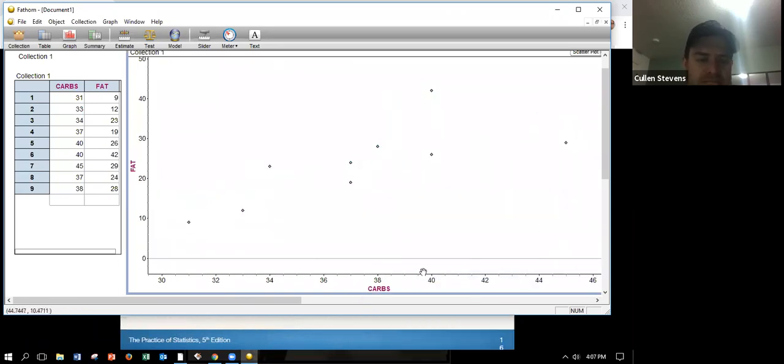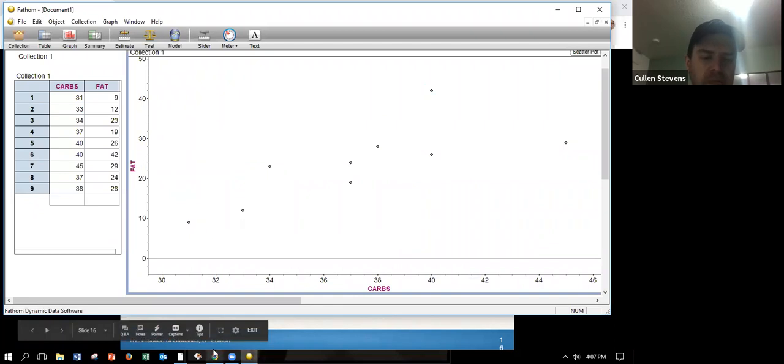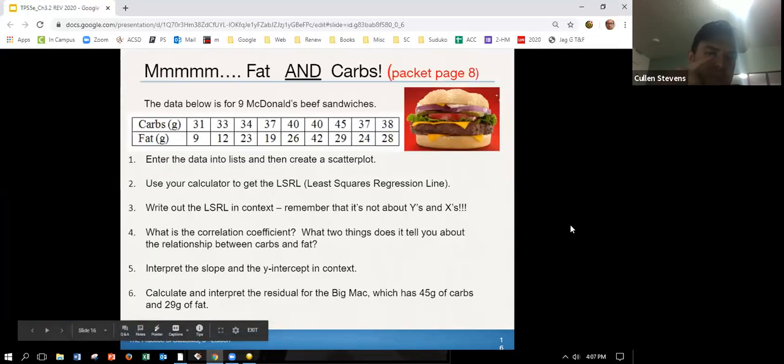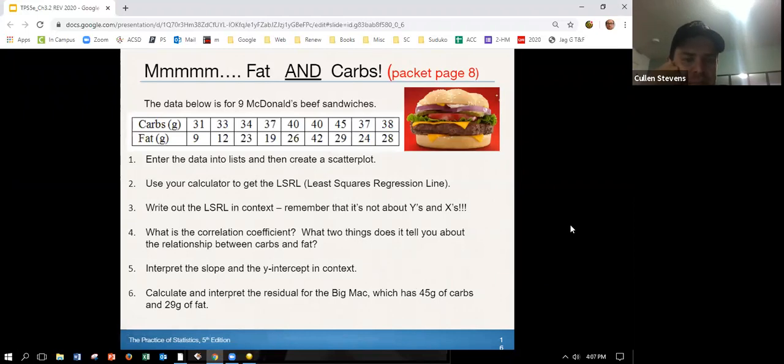Okay, so that's going to be our scatter plot here, and we're going to work on this with our calculator. First we're going to enter the data into the lists, then use the calculator to get our least squared regression line. We're going to write out the least squared regression line in context. Remember that it's not about y's and x's. We're going to look at the correlation coefficient and what two things it can tell you about the relationship. That's some rehashing of 3.1. We're going to interpret the slope and y-intercept in context, so that's what's new about 3.2. And we're going to calculate and interpret the residual for the Big Mac.